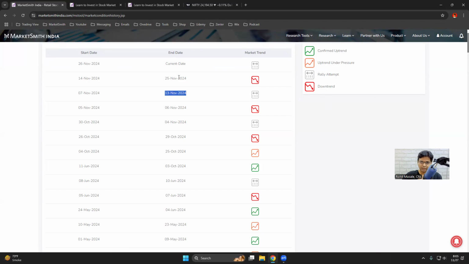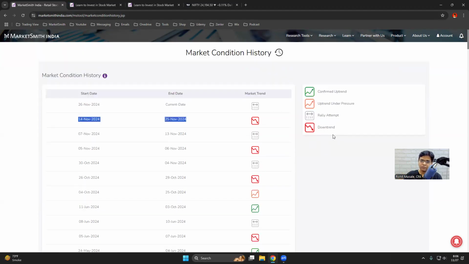So MarketSmith clearly said that during these 11 days, do not buy. They clearly mentioned that. That's the beauty of the MarketSmith platform. They tell you what to do. Not only do they define these conditions, you can click on this and read the definitions. Not only do they define how these conditions come, they also tell you what to do in those conditions based on their historical studies.